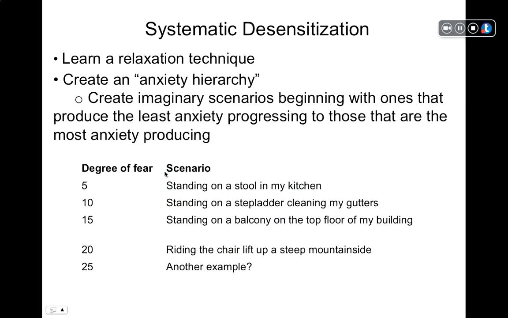So the idea is that the therapist, along with the client, would work through each of these scenarios. So you'd imagine the scenario, then you'd begin to feel anxious, and then you'd work through your relaxation technique, and then you'd take it up to the next level. And so the idea is that over time, you would be replacing a fear response with a relaxation response. And then ultimately, you would incorporate this into your actual life. You'd move out of the consulting room and actually be able to expose yourself to these scenarios without having a sense of paralyzing fear.